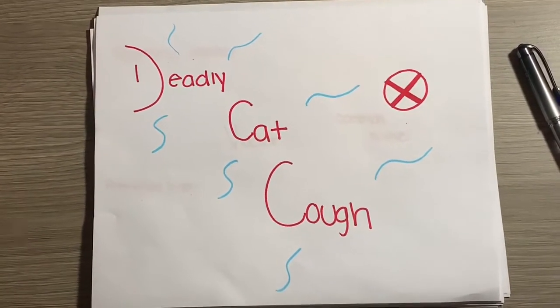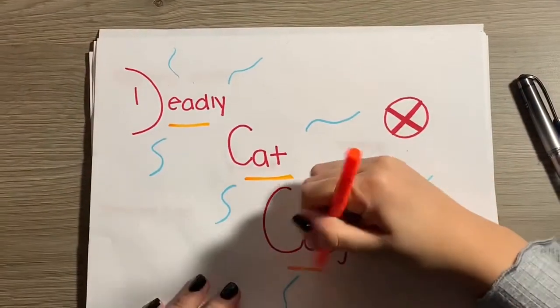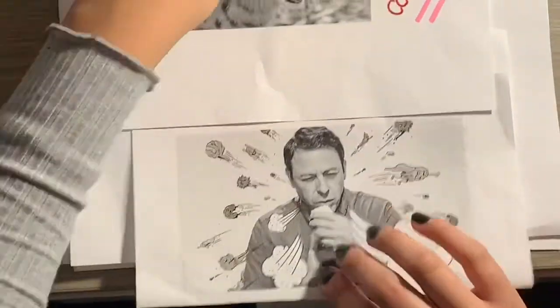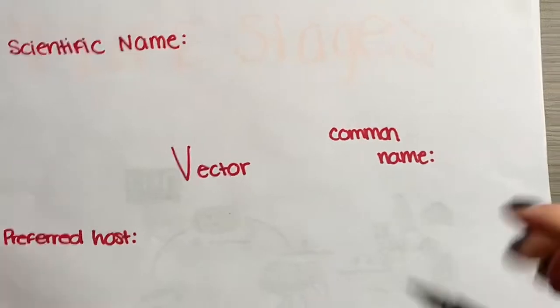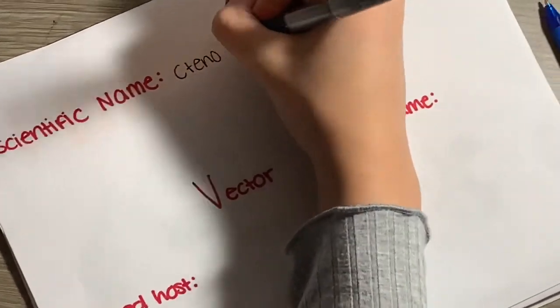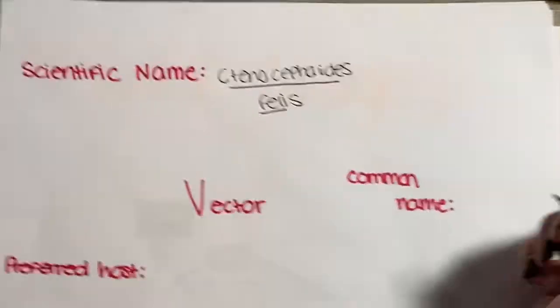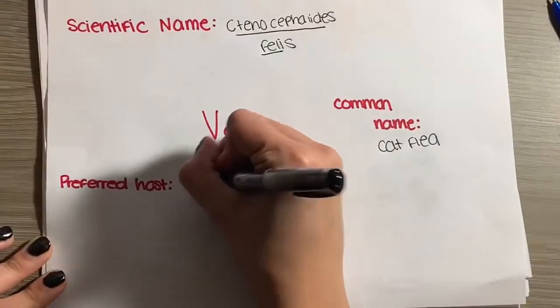Hello everyone, today I will be discussing the deadly cat cough. Now, this disease we'll be discussing in great detail. I will go from the vector, the reservoir, and all of that good stuff. To begin with, the vector's scientific name is Tenosyphilitis felis, also known as the cat flea. Its preferred hosts include cats, but they'll also feed on other mammals.